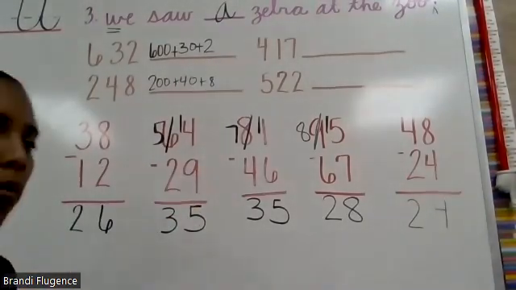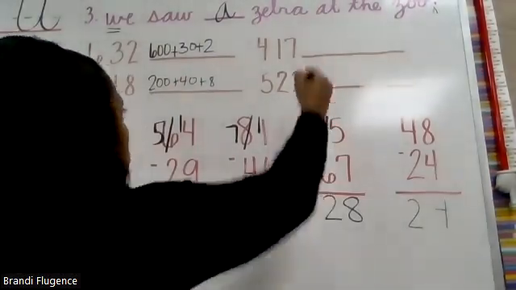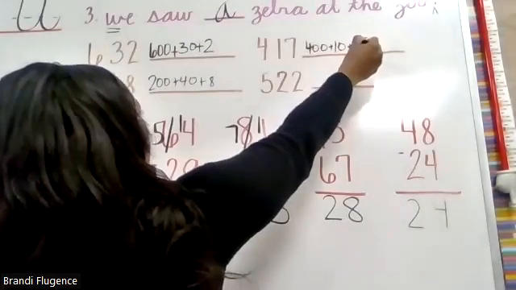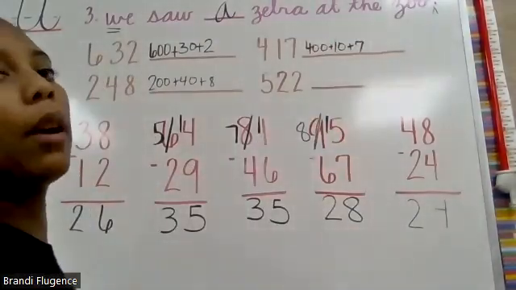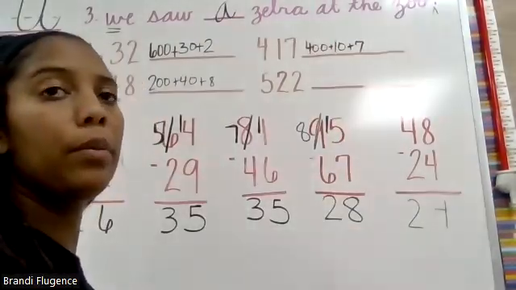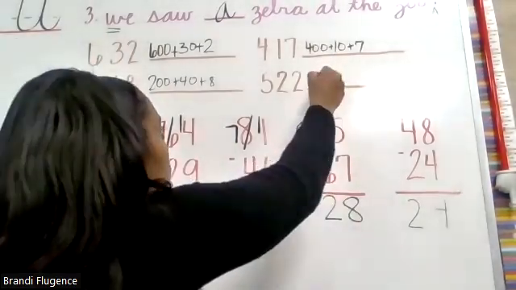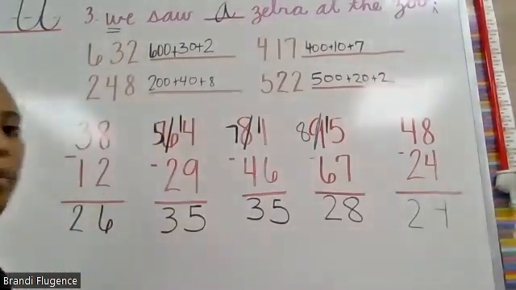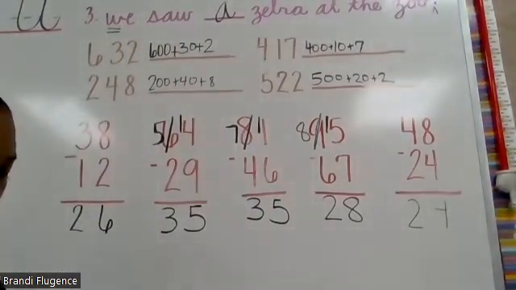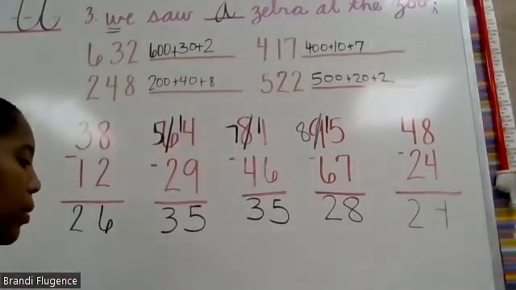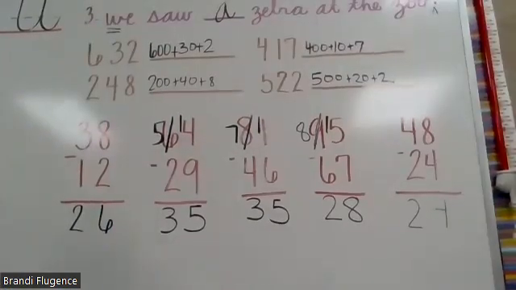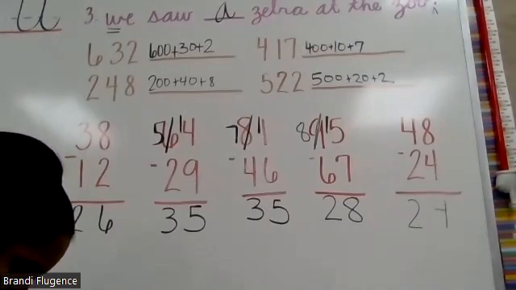417. 400 plus 10 plus 7. Naraya, last one. 522. 500 plus 20 plus 2. Good. Awesome. All right, good. So that is it for our math. That's all I wanted to go over with some subtraction and expanded form. Go ahead and get out your science and social studies. We'll review. And then reading and then we're done.